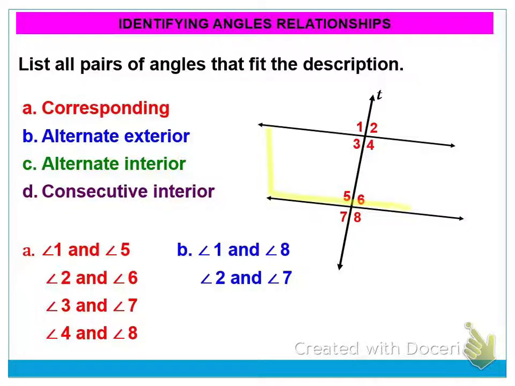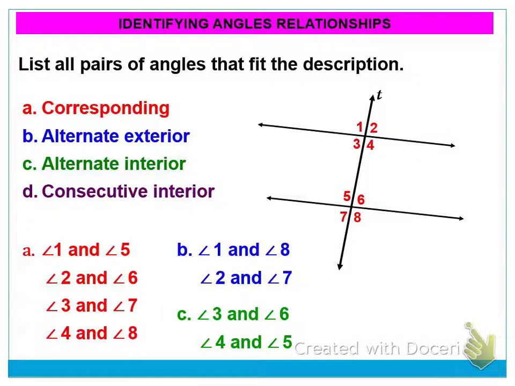All right, alternate interior. So again, inside the double lines, they need to be across from each other on the transversal. So what is one set of alternate interior? 3 and 6. And then your second set, 4 and 5. Yeah, 3 and 6, 4 and 5.